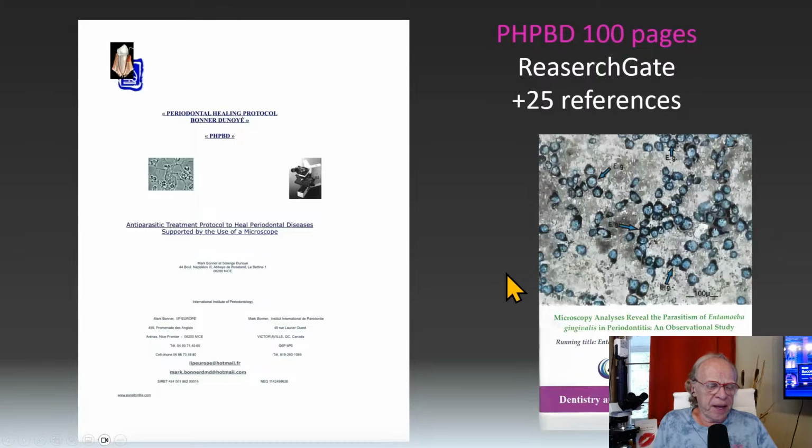Also, you will find our treatment protocol. So Bonner method was called Periodontal Healing Protocol, Bonner Dunoyer, who was our school director. So Periodontal Healing Protocol, you'll find PHPBD. You'll find on internet. This is 100 pages. You'll find all treatment. This is free. You can find it anywhere on internet.